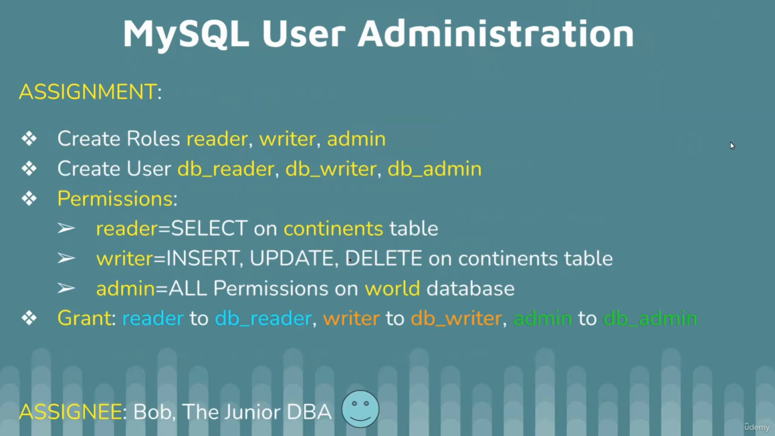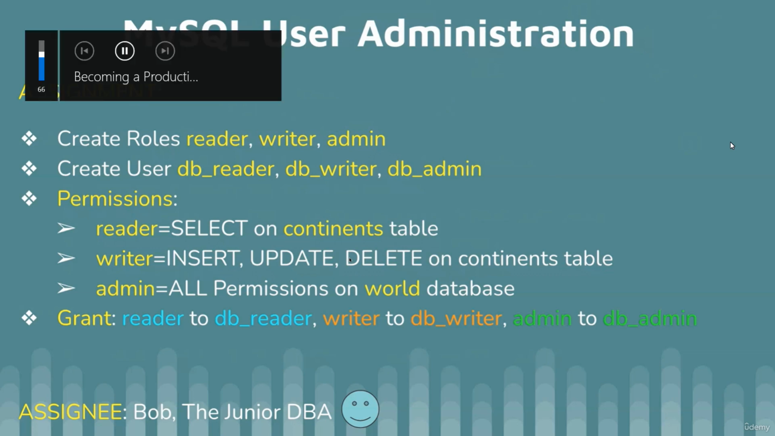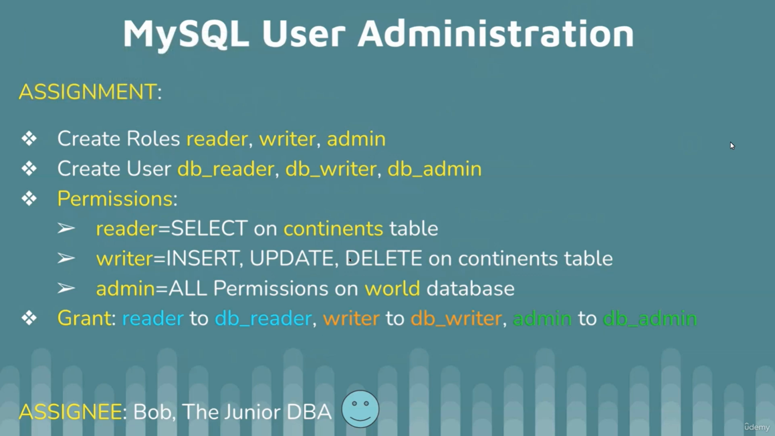The second assignment is one you will do alongside our junior DBA Bob. I want you to create three roles: reader, writer, and admin. And then I want you to create three users: DB_reader, DB_writer, and DB_admin. Then I want you to give permissions to the roles. The reader role will have SELECT on the continents table of our famous world example database. The writer role will have INSERT, UPDATE, and DELETE on the continents table. And the admin role will have all permissions on all the tables in the world database. Then you need to grant the reader role to DB_reader, the writer role to DB_writer, and the admin role to DB_admin.